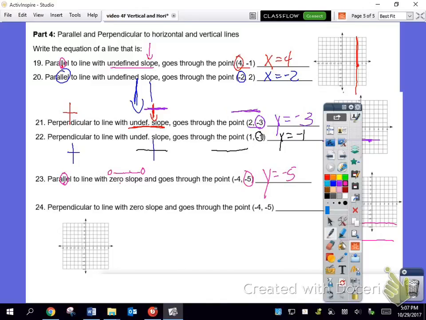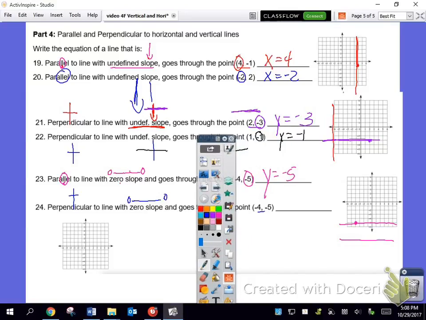And then on 24, I want one that's perpendicular. Perpendicular means you want it to intersect to make 90-degree angles to a line with zero slope. Zero slope means you have a mouth with zeros. It's a flat line. That's a zero slope, and it goes to the point negative 4, negative 5. So negative 4, negative 5, again, is this point. And I want it to be perpendicular. Well, perpendicular means that instead of going the same, I want to intersect. So I want to go through the x. So x equals negative 4.